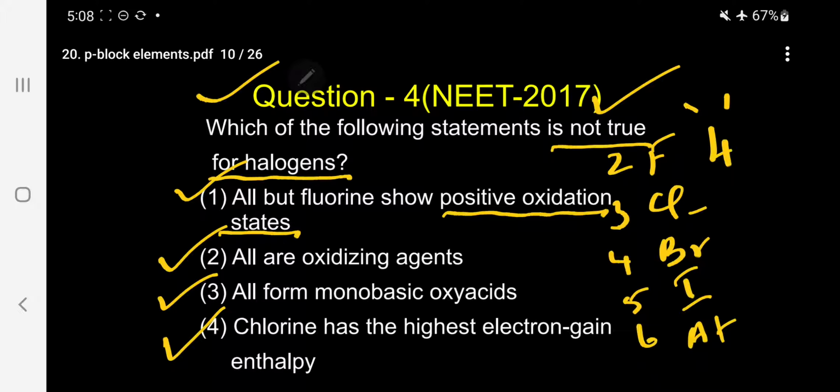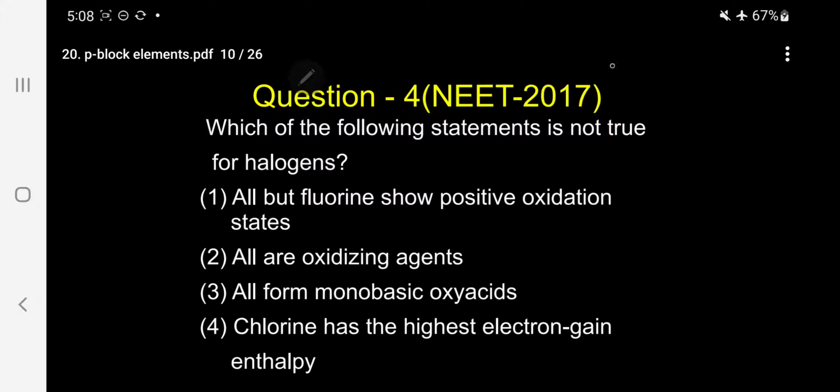When you go for oxidation state, what is the general electronic configuration? General is ns2 np5. Kindly follow. So now let me go for fluorine, the first one. Because of the high electronegativity of 4, fluorine is always negative. There is no positive oxidation state. The statement that all but fluorine show positive oxidation state is the wrong statement. That is the not true one.